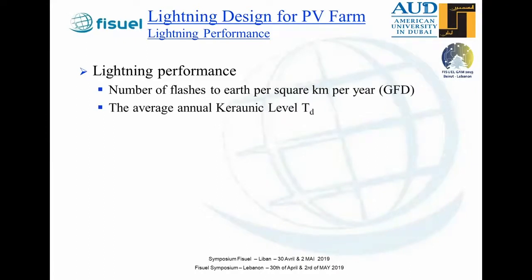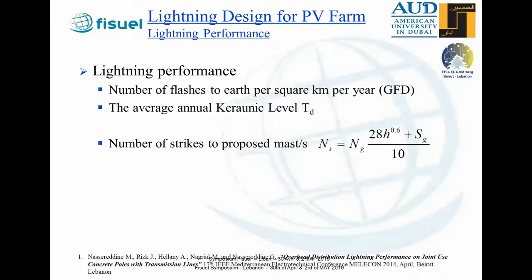The average annual keraunic level, TD. And for your information, based on the IEEE standard, the ground flash density is equal to 12% of TD. You need to understand, after you determine this, you need to get the number of strikes for the proposed mast. NG represents the ground flash density. SG is the separation between masts. So if you have 1 mast, this answer will be 0. And you will have the height, H, of the mast that you propose.